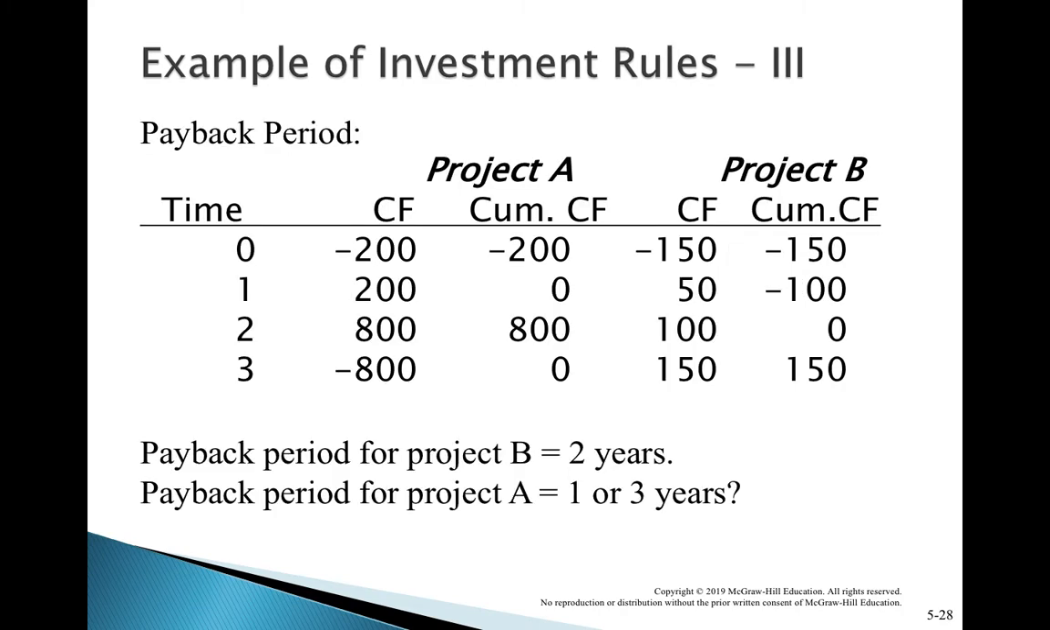Payback period, you have for project A, as I told you, there are 2 payback periods. One is 1 year, one is 3 years. Project B, it is 2 years. Why? 150 is the outflow, cumulative cash flow becomes 0 in the second year. So project B, payback period is 2 years. But for project A, cumulative cash flow becomes 0 in 2 places. In year 1, 0, in year 3, 0. So payback period 1 year or 3 years, confusion. So payback period is not appropriate.